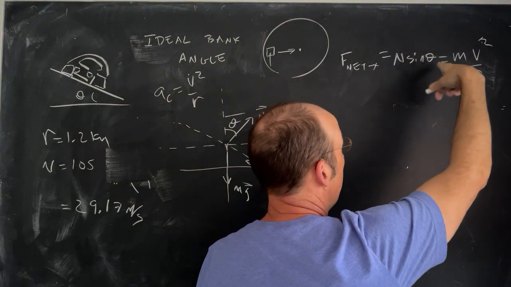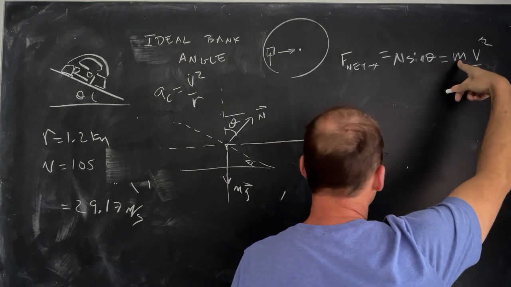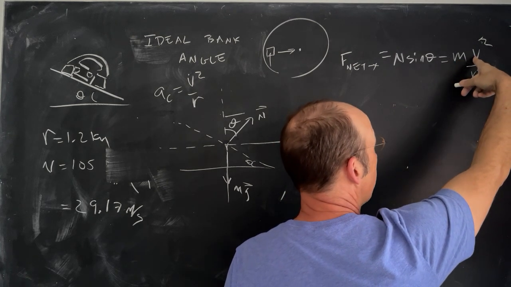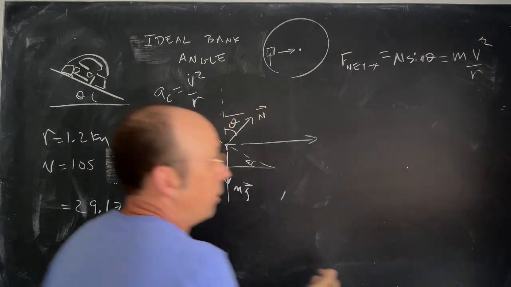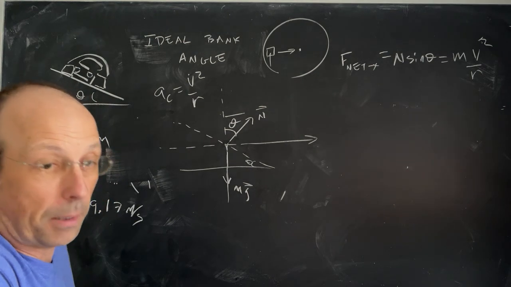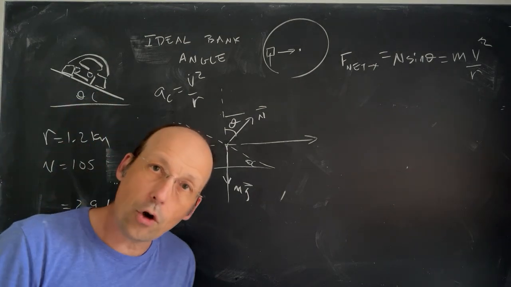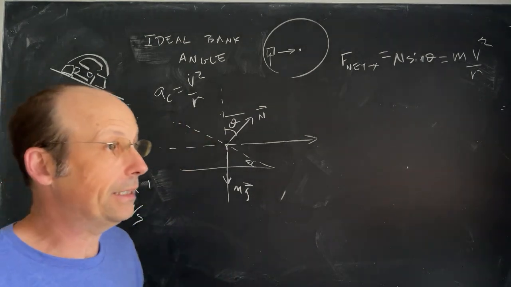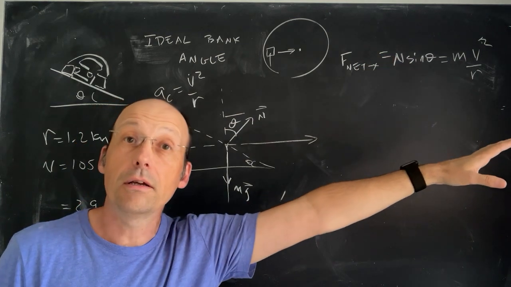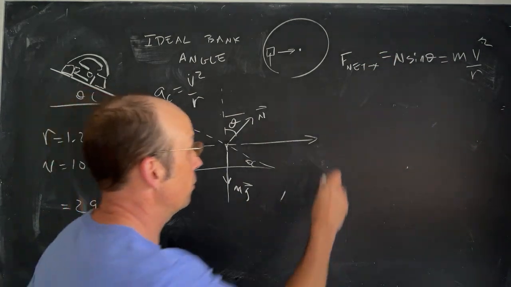I don't know n, I don't know theta, I don't know m, I do know v, and I do know r. So I can't solve that for theta. Okay, but I have an equation. When you have an equation and you can't solve, the best thing to do is just keep carrying on and find another equation. So let's do that.